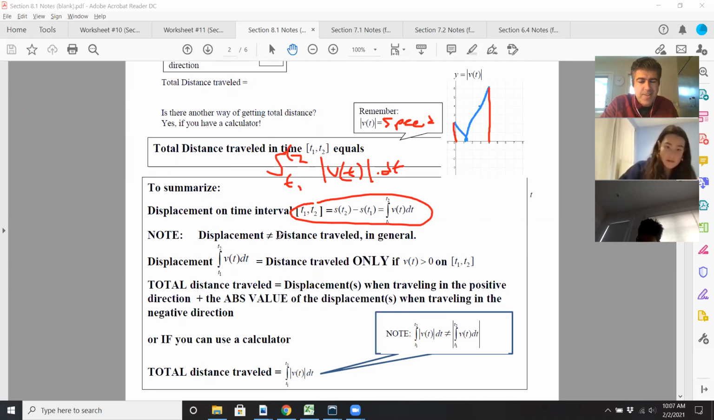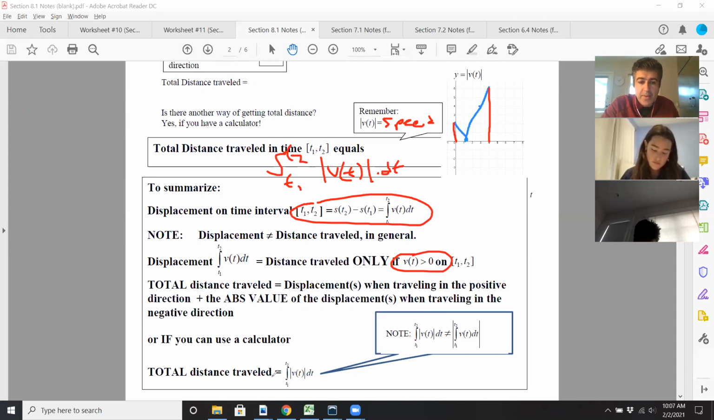Displacement and distance are not necessarily the same, especially if you're going in the opposite direction. So this could equal distance only if your velocity is always positive, if you're staying in the positive direction. That's not true for 2t minus 2, that function that we just dealt with in this example from 0 to 4. Total distance traveled equals displacement traveling in the positive direction plus the absolute value of displacement traveling in the negative direction. So you've got to look at both negative and positive directions, and the negative direction now becomes a positive value.